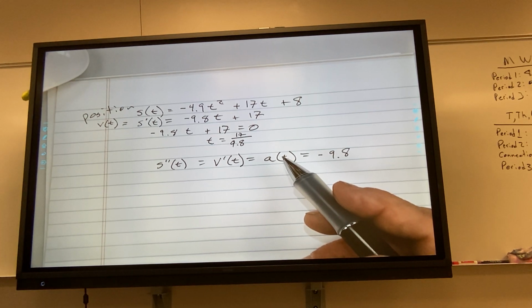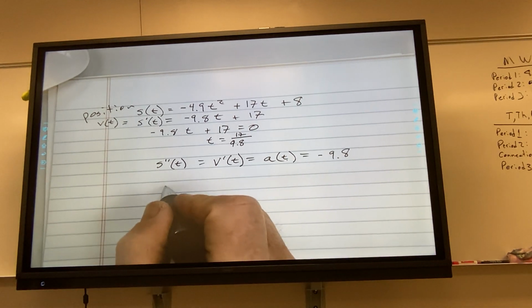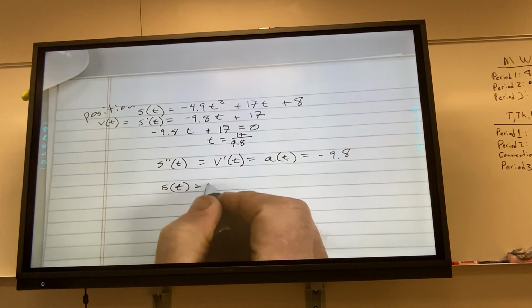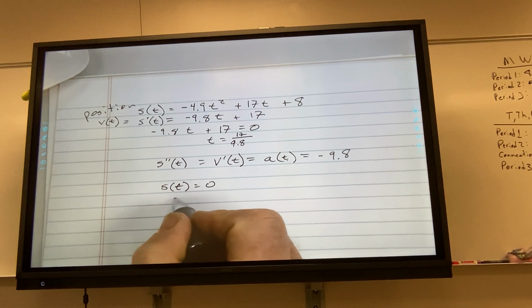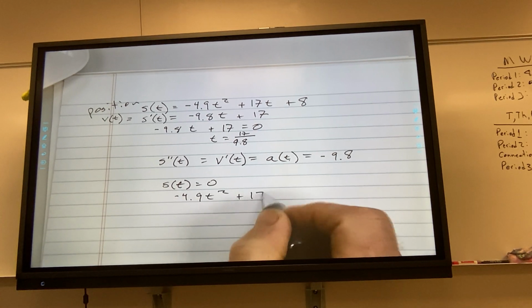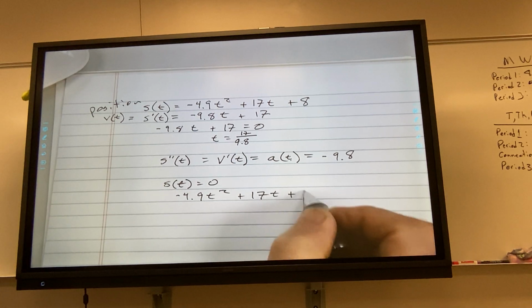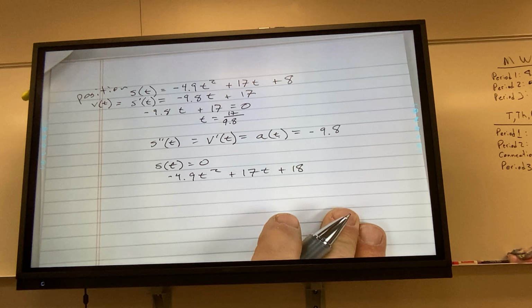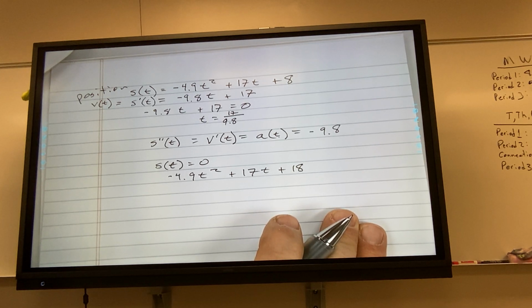Audrey? I would make the position function equal to 0. I would put this in my calculator. I would probably put it into y1, I'd graph it, and I would find out where it hit the x-axis.